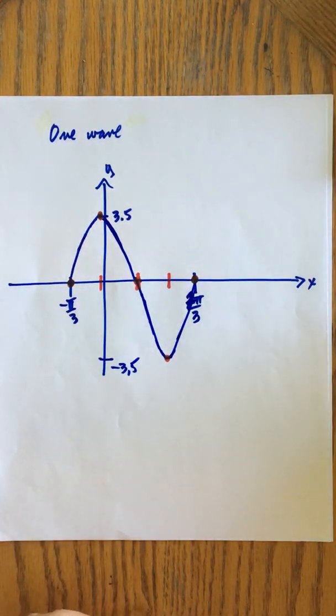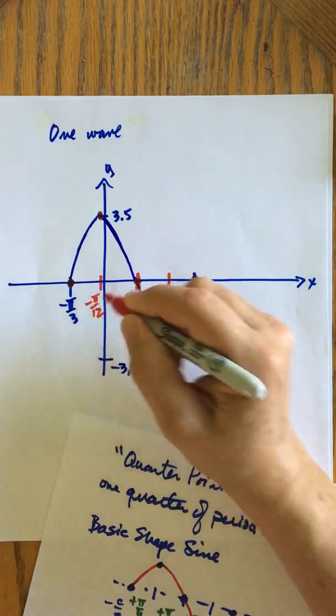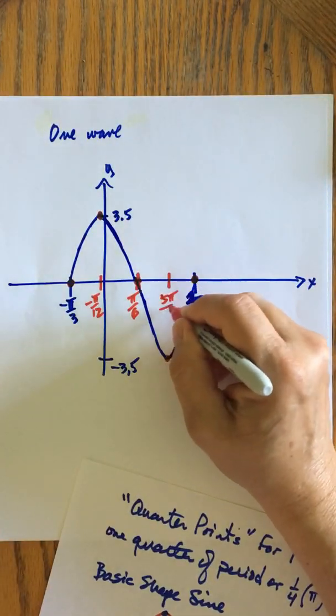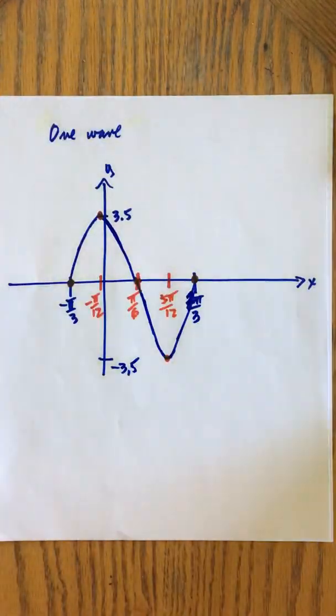All right. And then if I were to go ahead and just add these quarter point values in, I'd have negative pi over 12. And here's where I'd probably simplify it. Pi over 6 here. And then 5 pi over 12. And then the last one is 8 pi over 12 or 2 pi over 3, which we have.